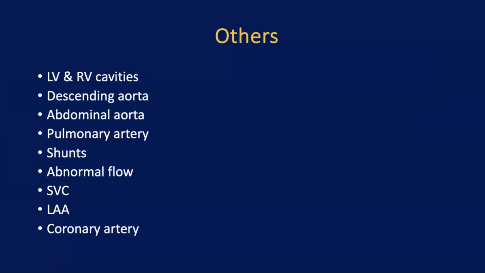What did I leave out? I didn't mention to pulse the LV, the RV, the descending aorta, the abdominal aorta, pulmonary arteries, any shunt, any abnormal flow, superior vena cava, left atrial appendage, and some are pulsing even the coronaries. Whenever they see a coronary, they pulse it. So pulse wave is a really important entity. I couldn't summarize everything in my mind in this lecture, but I hope you take care of the pulse wave.